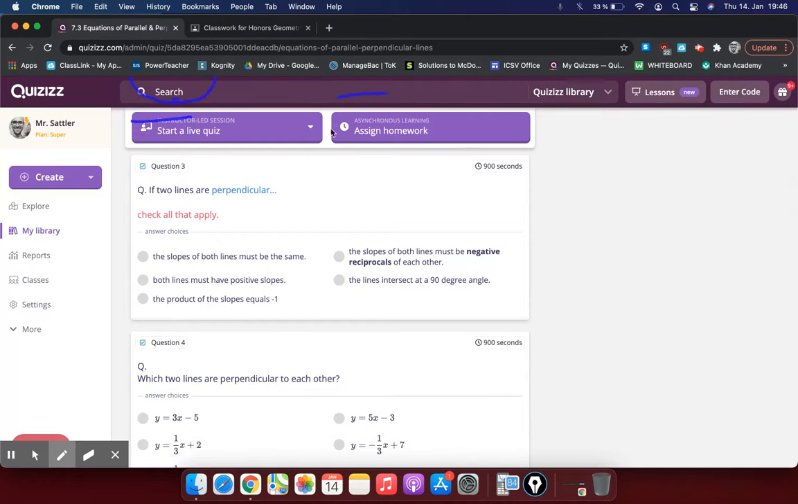Okay, if two lines are perpendicular, that means they cross at a right angle. Or maybe they look like this. So that would be this one. The lines intersect at a 90-degree angle. Now there's two other things that are true.